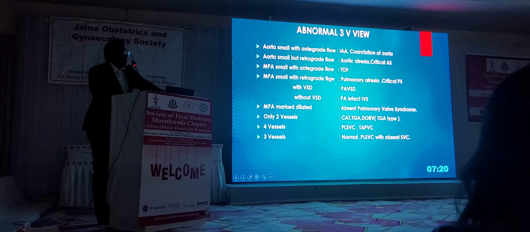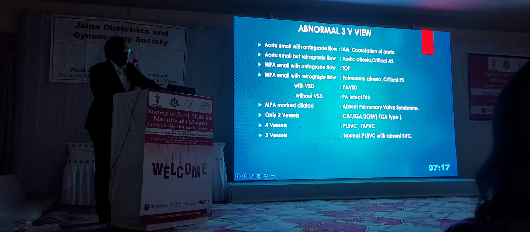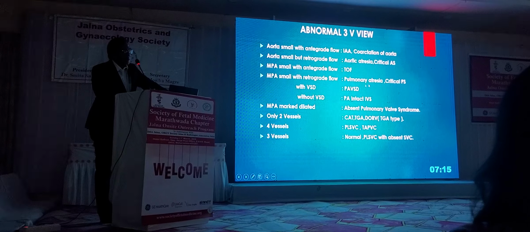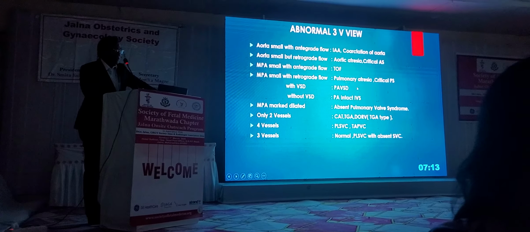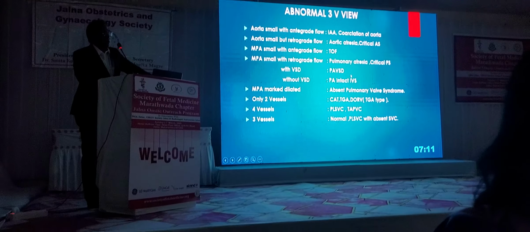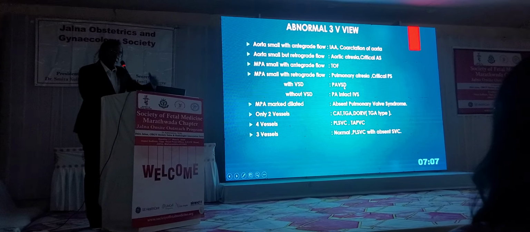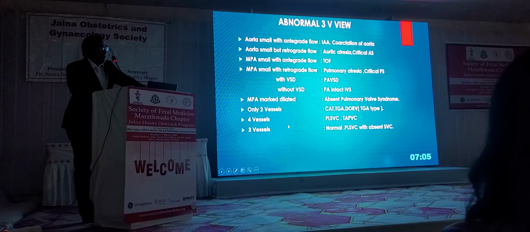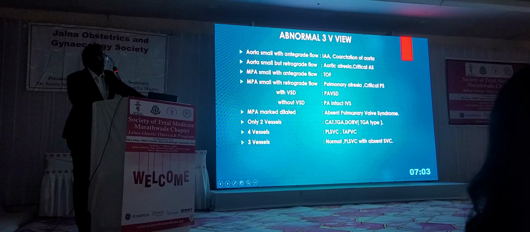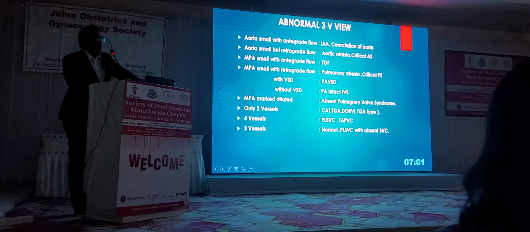And small MPA with retrograde flow will be seen in three cases. First is critical aortic stenosis, second is PAVSD, that is pulmonary atresia with VSD, and the third is pulmonary atresia with intact ventricular septum. Then markedly dilated MPA, which was the last case in the previous slide, is absent pulmonary valve syndrome.